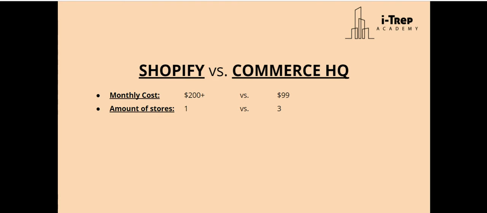The first thing is Shopify allows, as we mentioned, only one store per account. So your $200 is going to be relative to your one store. Your $600 per month is going to be attributed to your one store. However, on Commerce HQ, with our special offer that we're going to be offering to you today, you will be able to receive 3 stores. And why is this important?